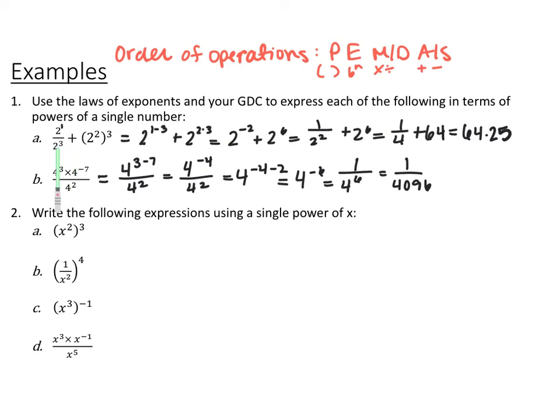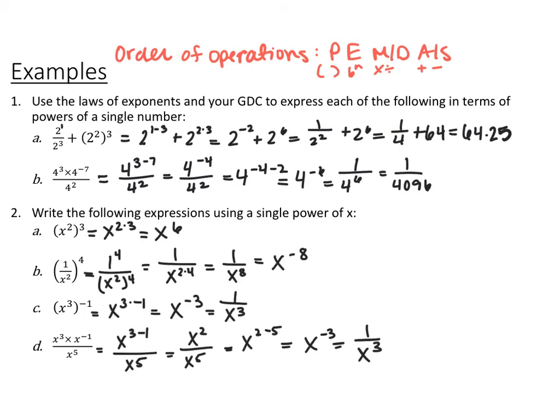For B, I did the numerator first because of our order of operations. There's kind of an invisible parentheses here. So 4, and then I'm multiplying two things with the same base, so I add the exponents, 3 plus a negative 7, so 3 minus 7. I get 4 to the negative 4, divided by 4 squared. I'm dividing two things with the same base, so I subtract the exponents. 4 to the negative 4 minus 2 is 4 to the negative 6th, which is 1 over 4 to the 6th, which is 1 over 4,096. So if you haven't already done so, go ahead and pause the video and do number 2.